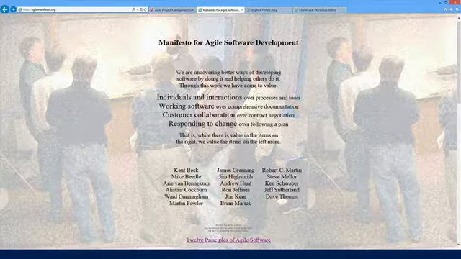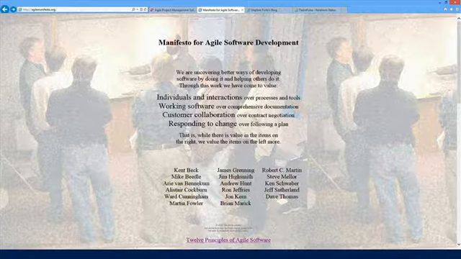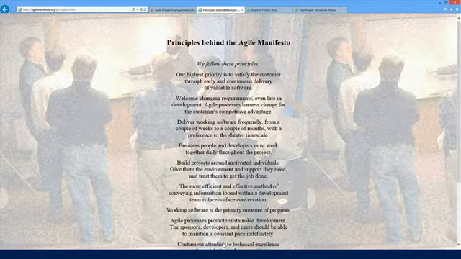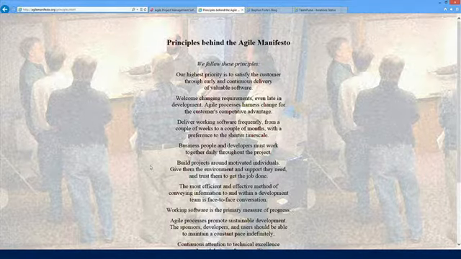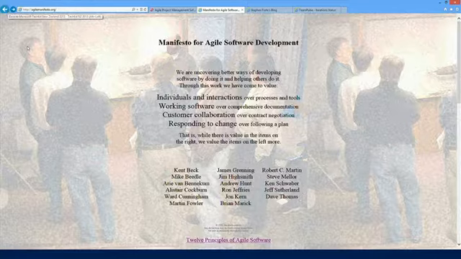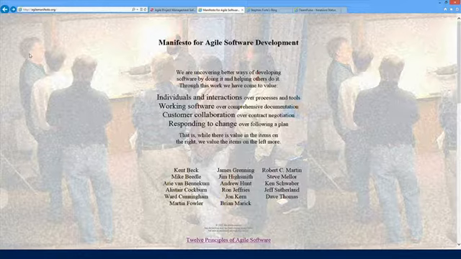agilemanifesto.org. And you can actually click on, well, there's the 12 principles of Agile software. You can actually go in and put your email address and sign it. Your homework isn't necessarily to sign it, but your homework is to go read it, and look at the principles and look at those core values. And in my opinion, one of the most important principles of the Agile Manifesto is responding to change.